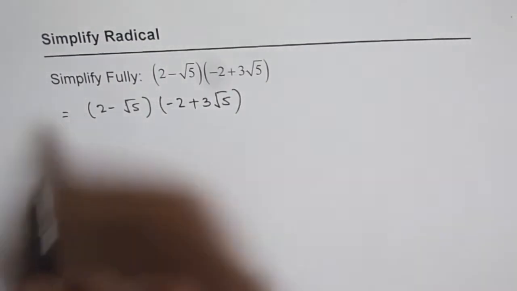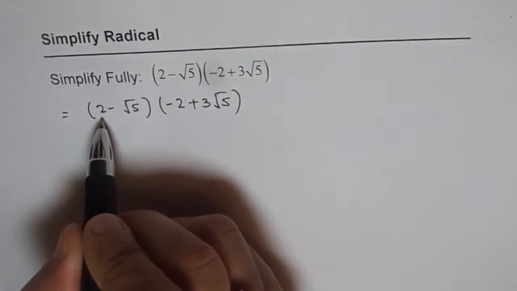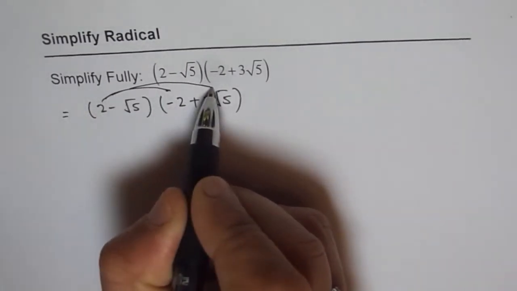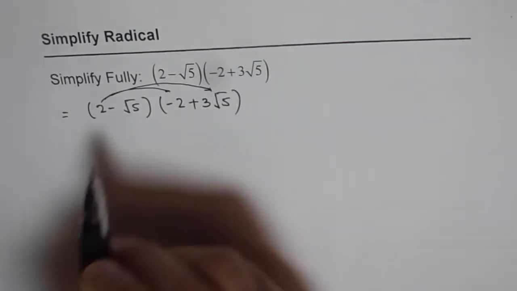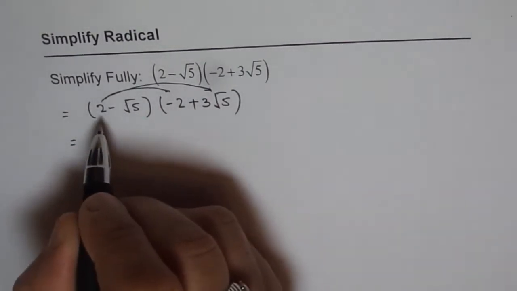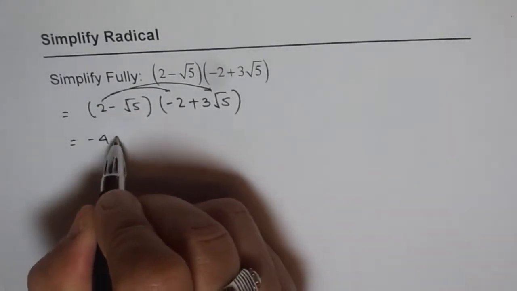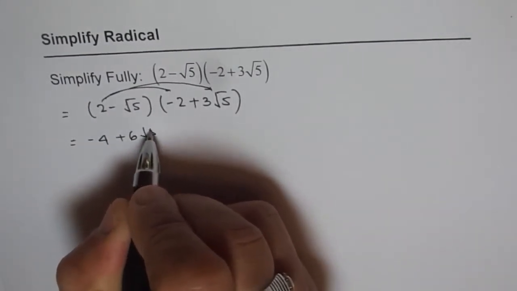Now we'll adopt the distributive property. That means we'll multiply first by 2 both the numbers and then both the numbers by minus square root 5. Let's see what we get. 2 times minus 2 is minus 4. 2 times 3 is 6. And then square root of 5.